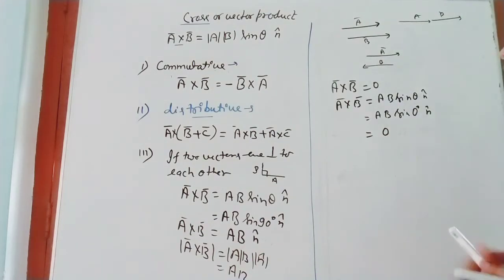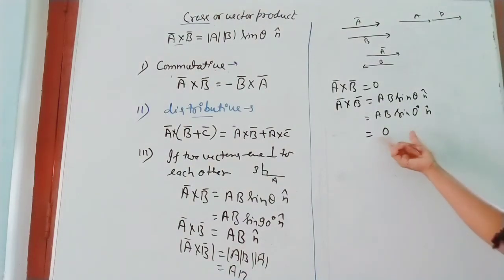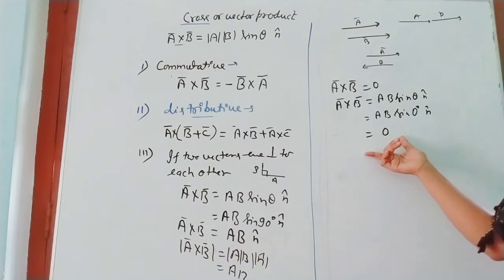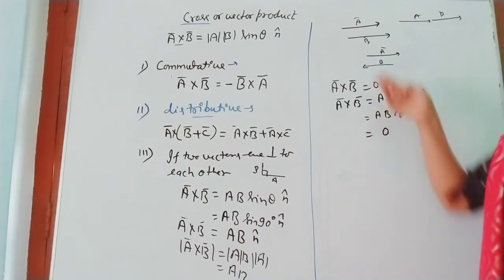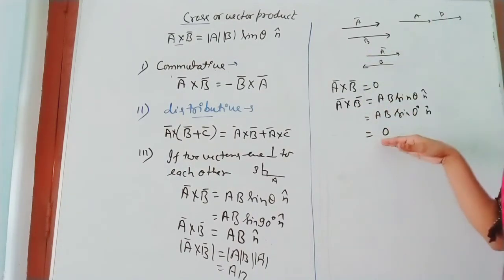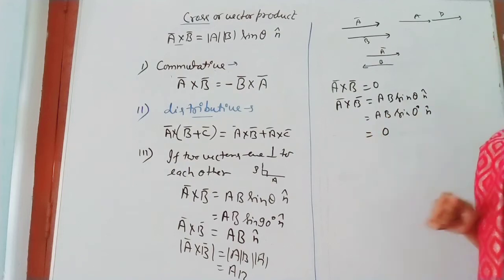I have explained about the null vector and zero vector in the first video of this chapter. So in that video you can understand this is the zero vector. Understood? So the cross product of any two vectors which are parallel, anti-parallel or collinear gives the value 0.